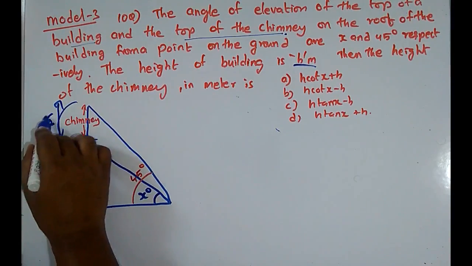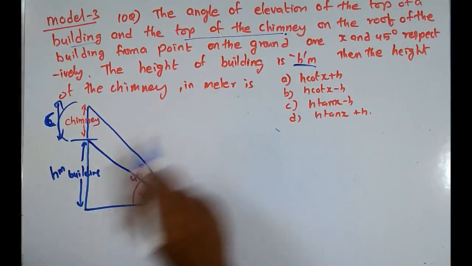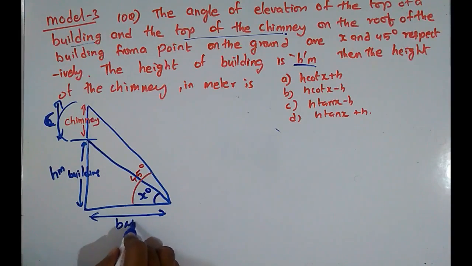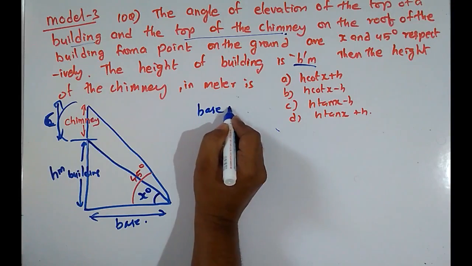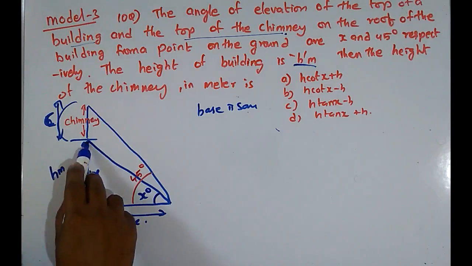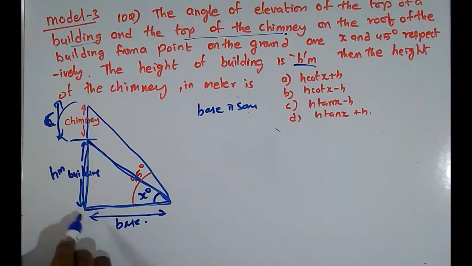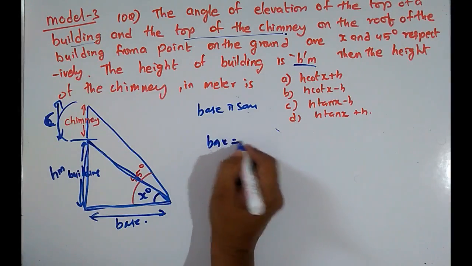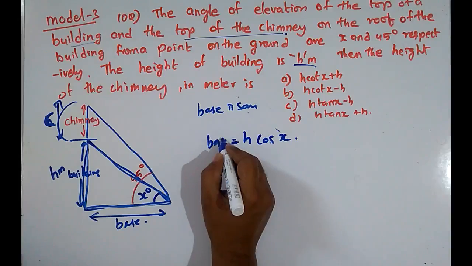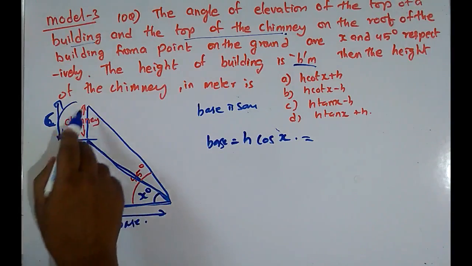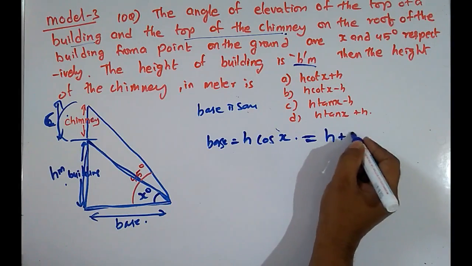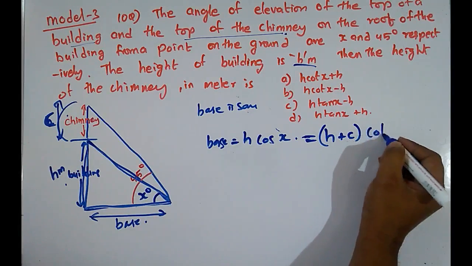Okay, the height of the chimney, let us take as c, and the height of the building is given as h, friends. Here we have to note that the base for two triangles is the same. Base is same, friends. So that is the trick here. So taking the first triangle, the height of the building, the angle x degrees, and the base. We know base is given by h into cot theta. Here theta is x, cot x, and this is same as the big triangle, that is the height of the chimney plus height of the building, that is h plus c cot 45 degrees, friends.